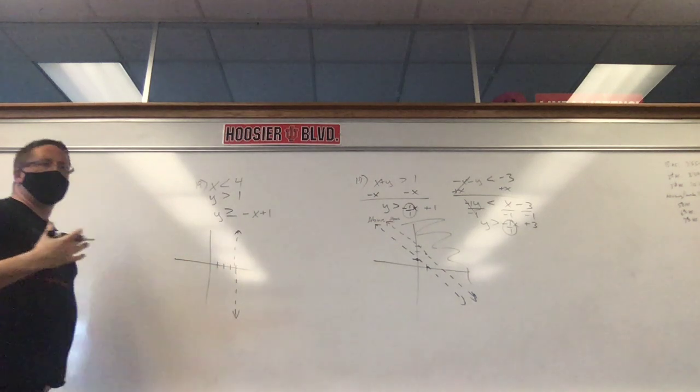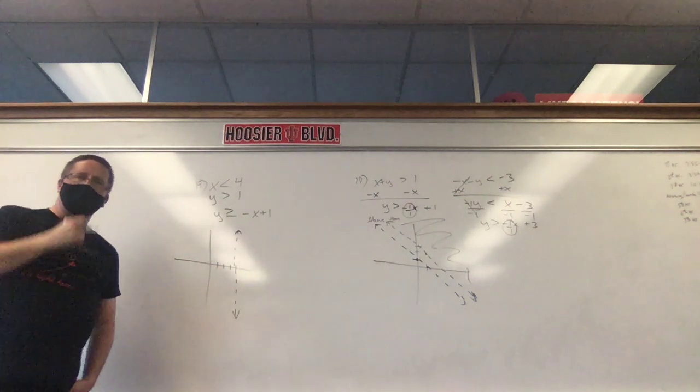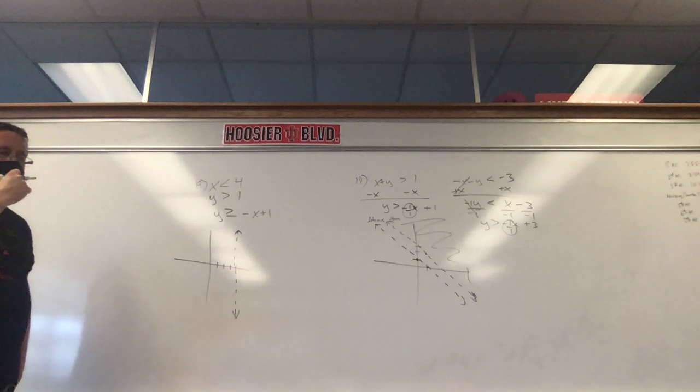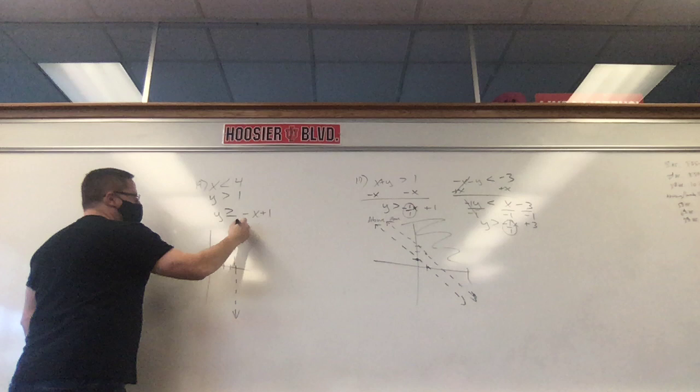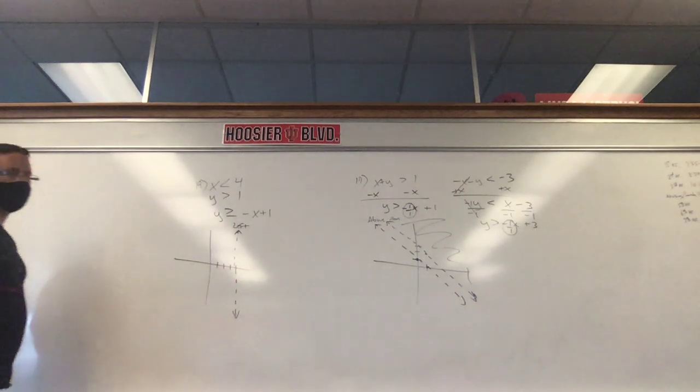Normally we shade above or below. Not with vertical lines, though, because vertical doesn't separate up from down, it separates left from right. x is less than 4, so to the left, to the left, to the left.